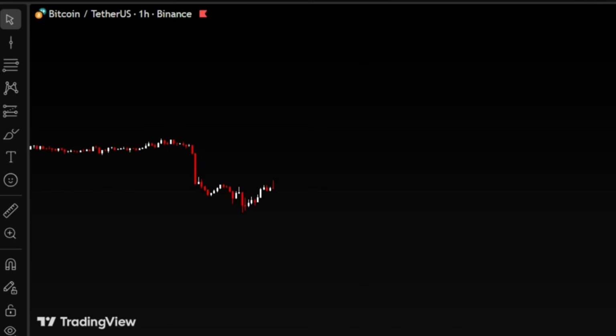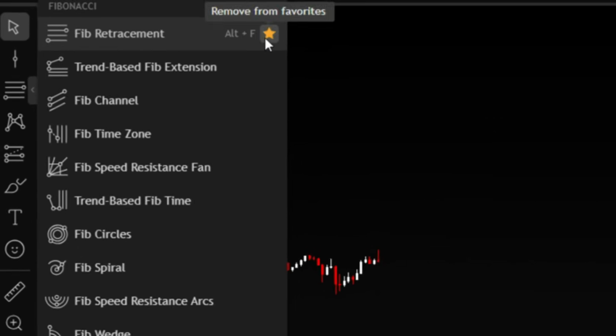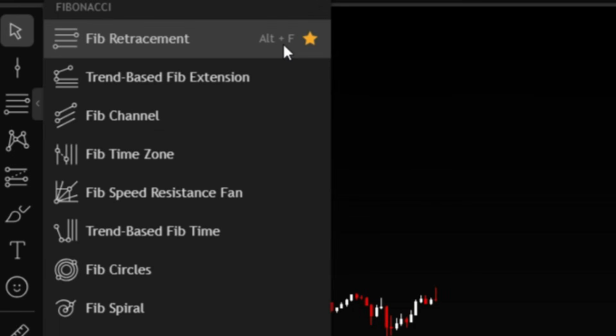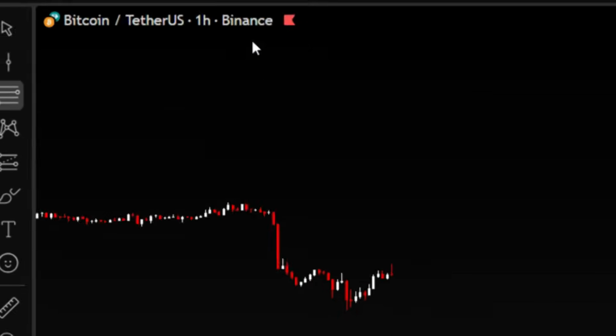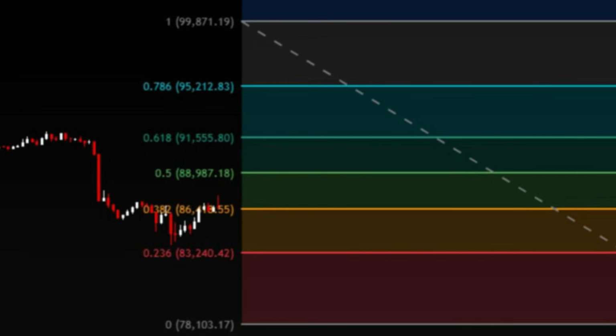Now, the very first step is to bring up the Fibonacci retracement tool. Head over to the Tools section on TradingView, select Fibonacci retracement. Click on your chart and drag it all the way down and to the right. That's all. Now, the default Fibonacci settings can look a bit messy, so let's clean them up.